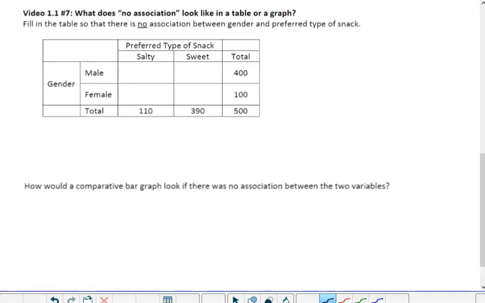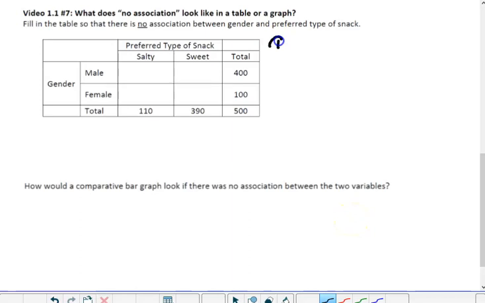We've seen some examples where two variables in a table are associated. So what would it look like if two variables are not associated? Specifically, we want to fill in the table from the previous example so that there is no association between gender and preferred type of snack. So what we want to do is to make sure that our conditional distributions exactly match each other, and to do that we make them both match the marginal distribution.